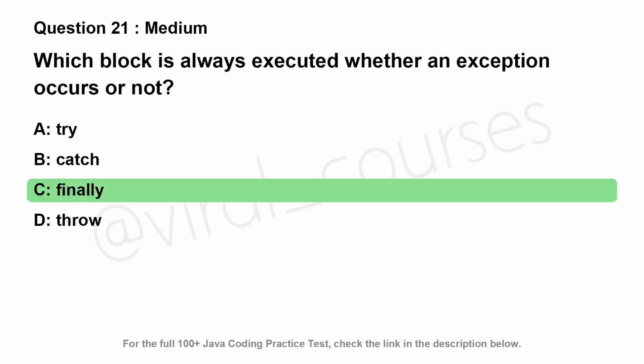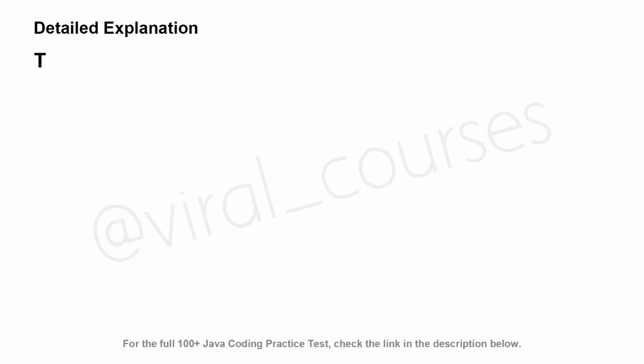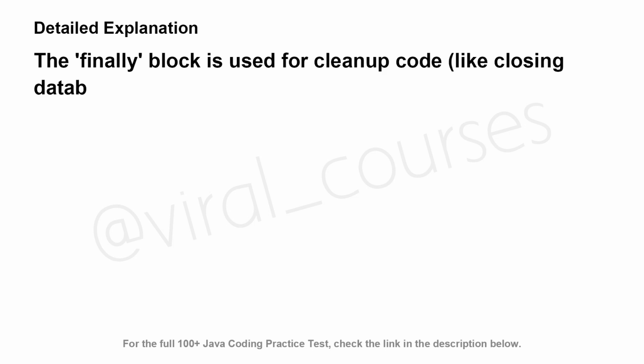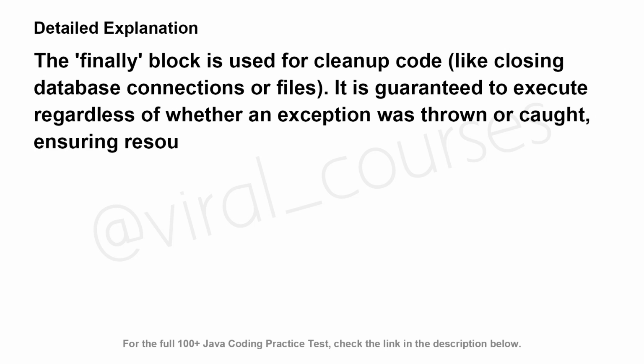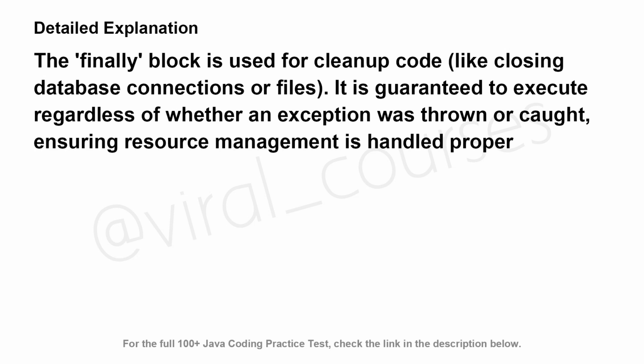The correct answer is C. The finally block is used for cleanup code, like closing database connections or files. It is guaranteed to execute regardless of whether an exception was thrown or caught, ensuring resource management is handled properly.